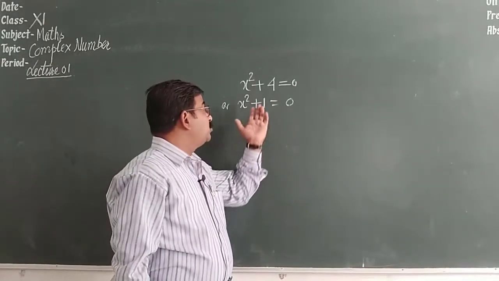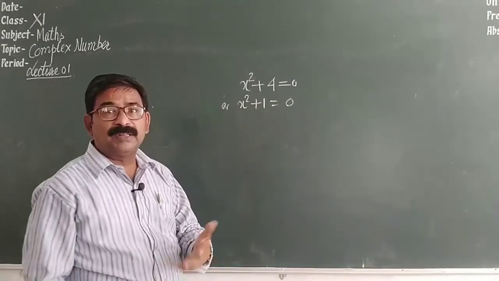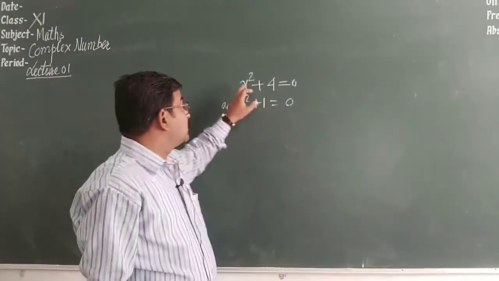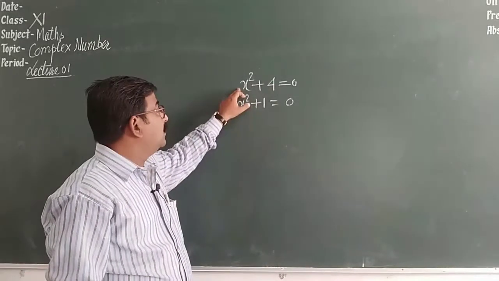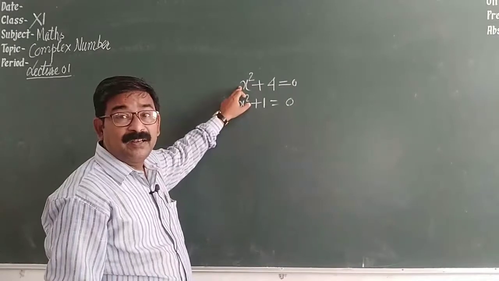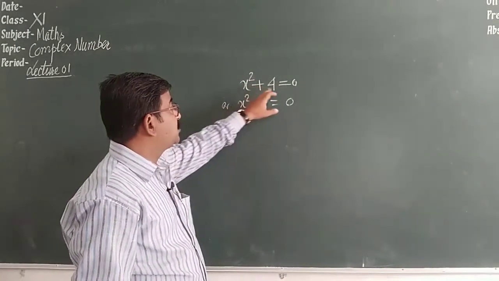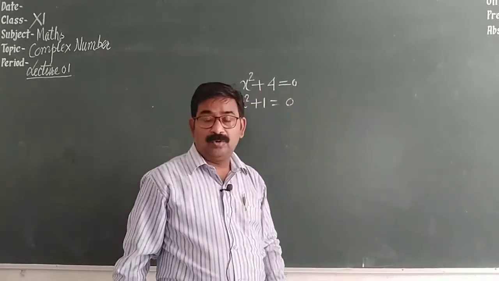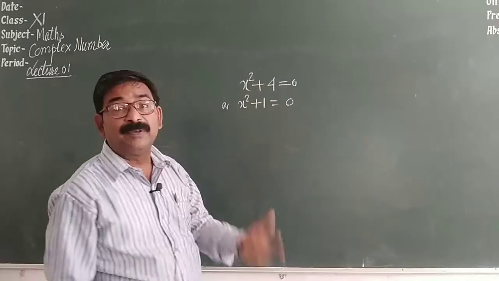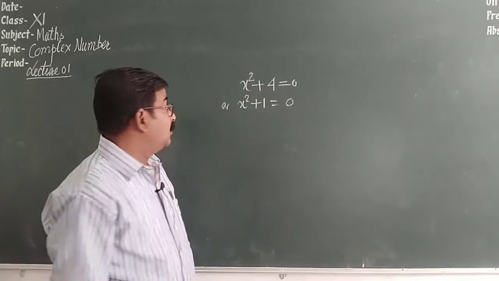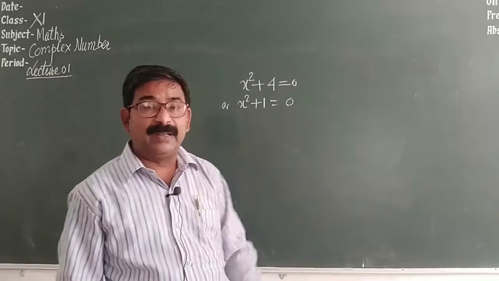Simply you see that the sum of two positive numbers is never 0. If x is any real number, its square is real, plus 4, these two real numbers can never sum to 0. So the sum of any two positive numbers is never 0. So we can imagine the result.